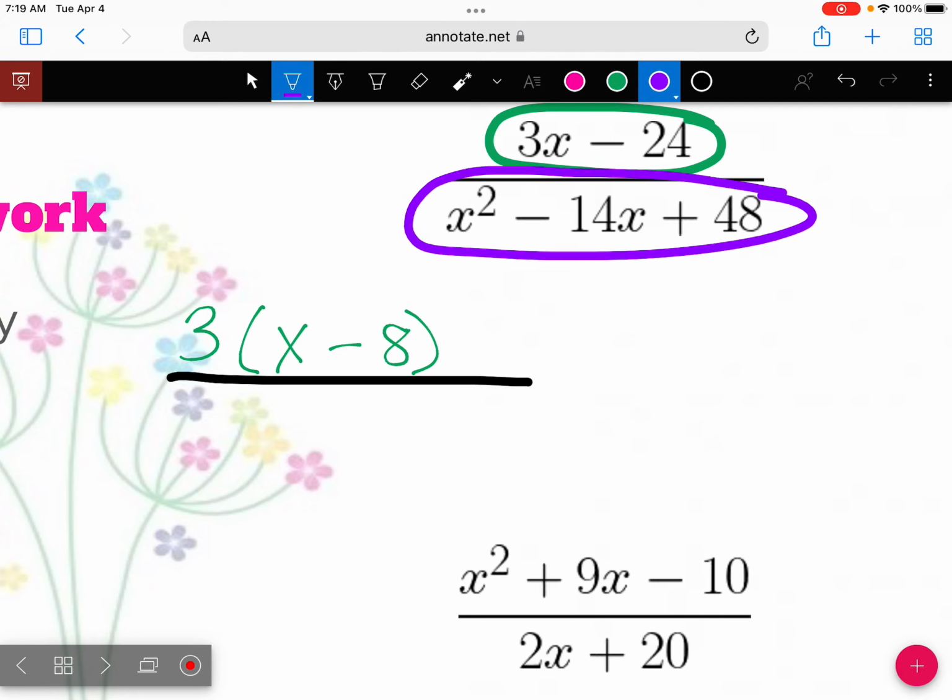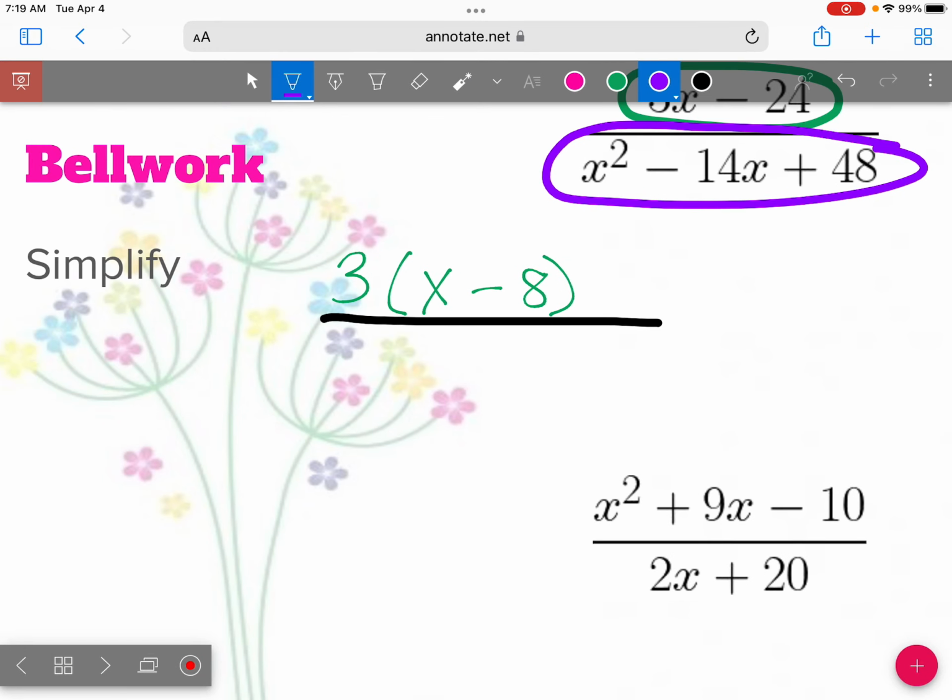Then we're going to do the same process, kind of, with this. We're going to try and factor that guy. This is when we put our a times c at the top. A is 1, c is 48, so we have 48 at the top. B is negative 14. What pair of numbers multiplies to be 48 and adds to be negative 14? Six and 8? Positive 6 and positive 8 to add to negative 14? Negative 8 and negative 6.